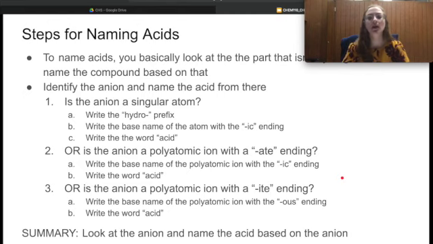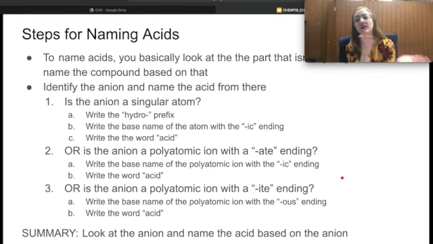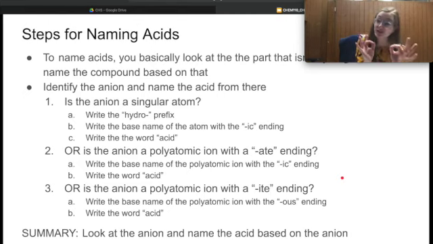Not too bad. When we look at step 2 here, we might have an anion that is a polyatomic ion. So we'll only look at how to name these acids if our polyatomic ion has an ate ending or if our polyatomic ion has an ite ending. So we're not going to look at all these other cases. We're only going to look at these 2 here when we're naming our acids. So we look to our anion. If our anion is a polyatomic ion with the ate ending, I write the base name of that polyatomic ion with the ic ending. So it gets a little confusing between step 1 and step 2 because we're adding the ic ending and the word acid in both cases.